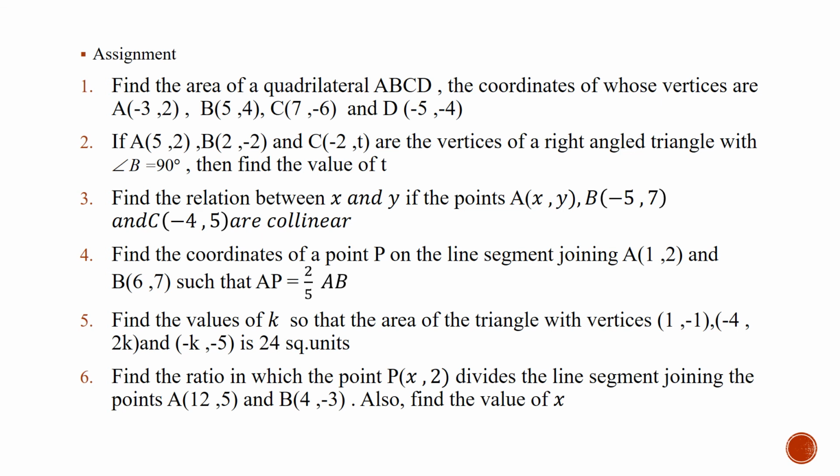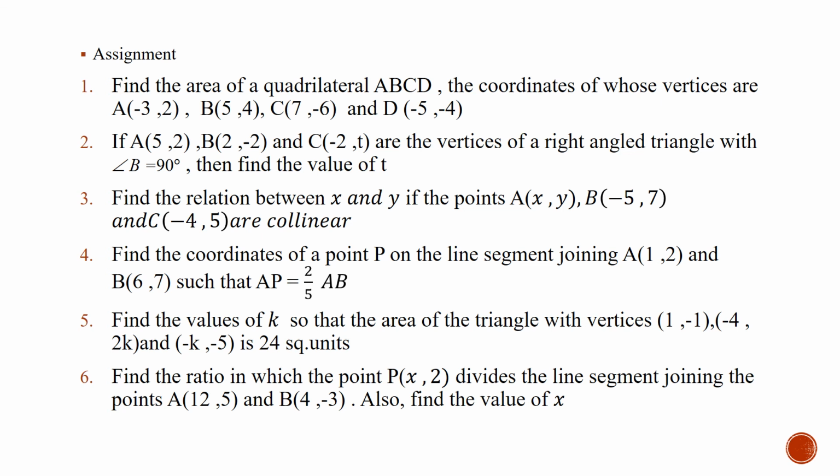In question number 3, find a relation between x and y if the points A(x, y), B(-5, 7) and C(-4, 5) are collinear. Since the 3 points are collinear, we can apply area of the triangle ABC equal to 0 and find a relation between x and y.